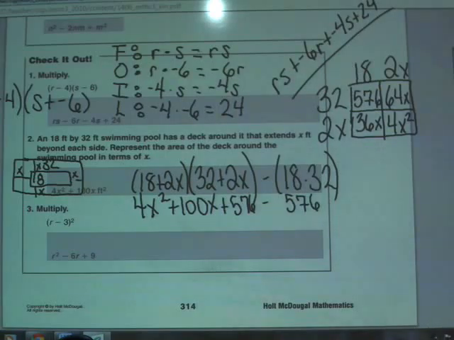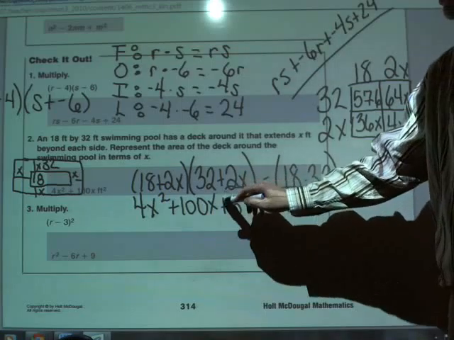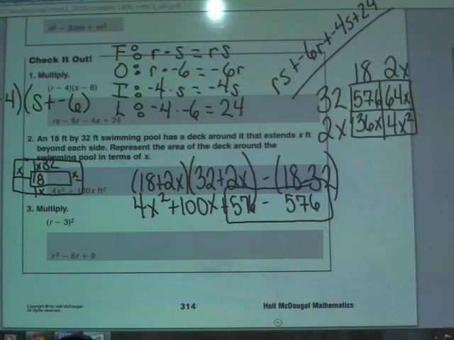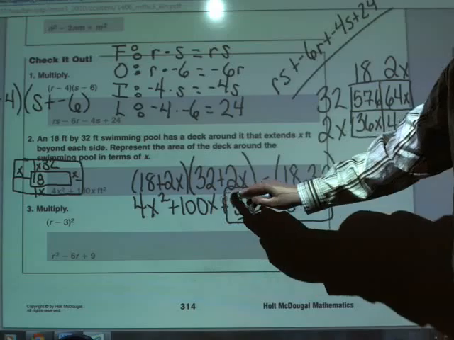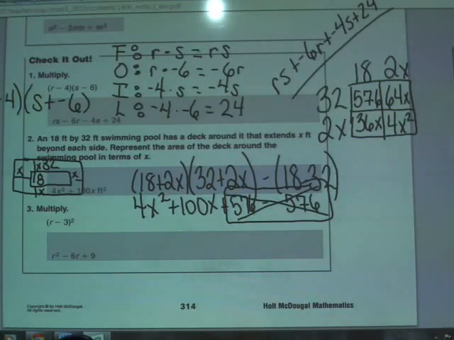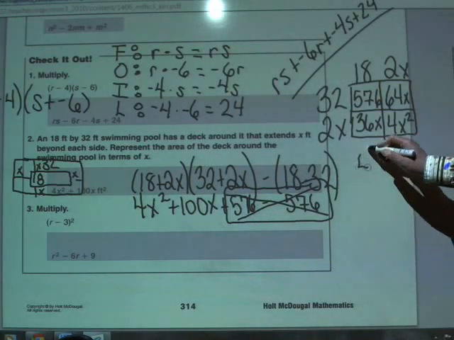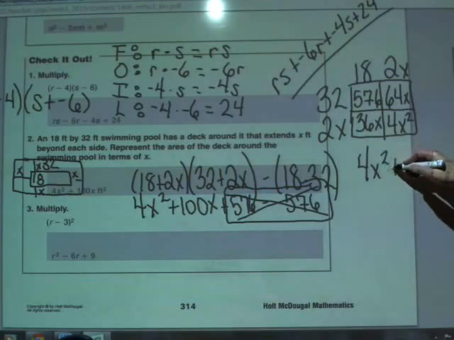Well, we can simplify this, and as we can see, this is going to be really nice to simplify, because here at the end I've got 576 minus 576. 576 minus 576 goes down to 0, so that's just going to totally wipe out, and what I'm left with is the polynomial expression 4x squared plus 100x, which is going to be the area of the deck of the pool.